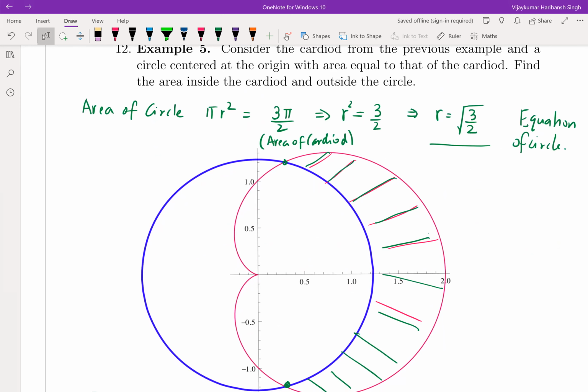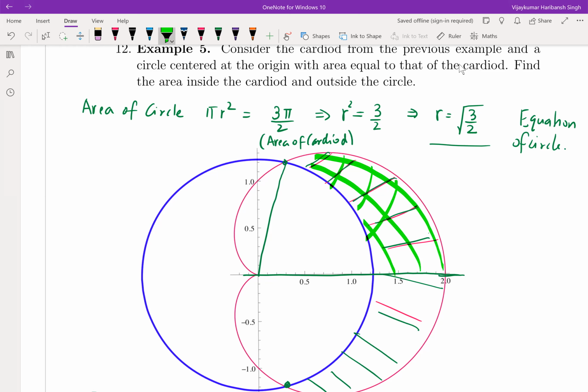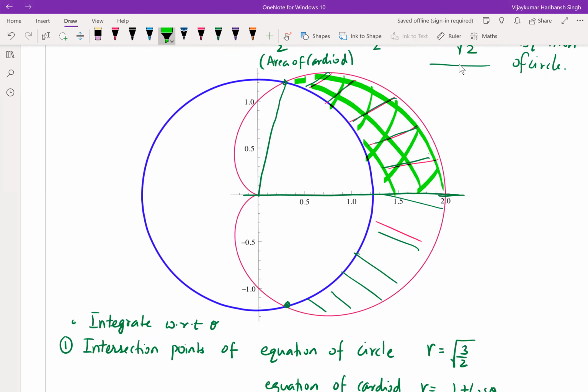So let's see. We'll exploit the symmetry, and exploiting the symmetry would basically mean that we will be interested in this area, and we'll declare that it's 2 times the area of that. So where is the angle changing from? The angle is changing from 0 to this angle, which is 1.344 radians.